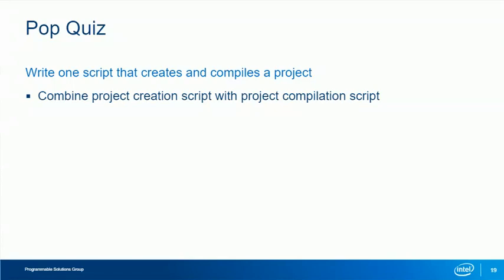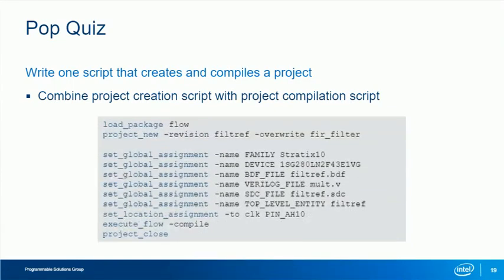Here's the answer to the pop quiz. This is a script that combines project creation with project compilation. First, the load_package flow command loads the flow package that includes the execute_flow command. The commands from project_new to set_location_assignment are from the project creating script. They create the project and set it up with the assignments. Then, the execute_flow command compiles the design. The execute_flow command automatically writes assignments to the QSF, so there's no need to export assignments. Lastly, the project_close command closes the project after it's been compiled.